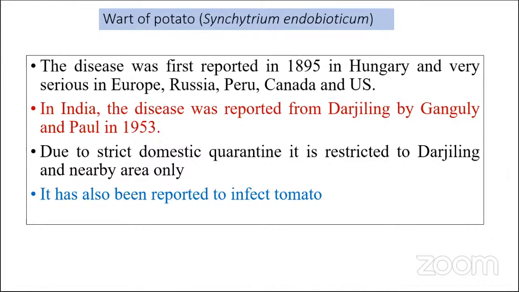Due to strict domestic quarantine, it is restricted to Darjeeling and nearby areas only. So now it is not reported in other parts of the country, because potatoes from Darjeeling are not transferred to other places of the country. That's why the disease has not spread to other states wherever potato is grown. The wart disease also occurs in tomato.